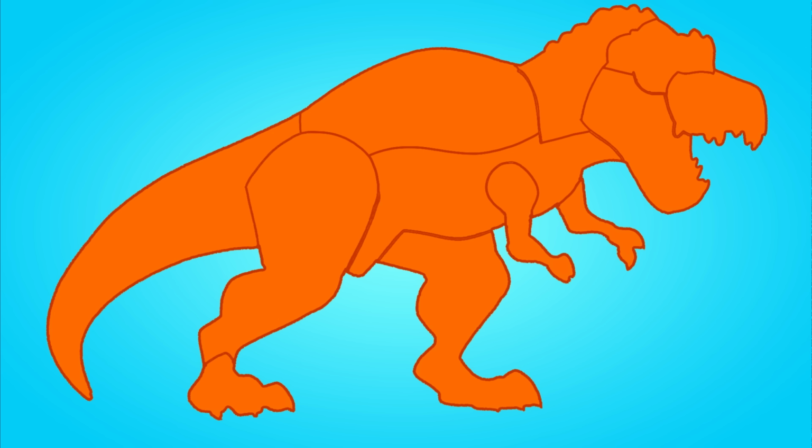Oh, I think this is its tail. Yep, there you go. It's long and it's green. What could this be? Oh, it's his snout. Look at those sharp teeth. Oh, this must be a leg. Yep, there you go.